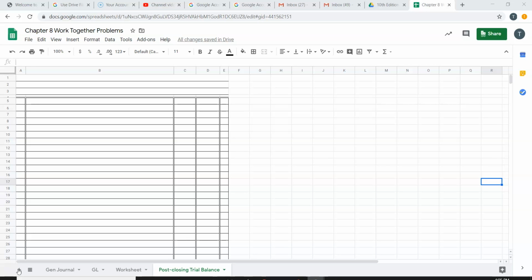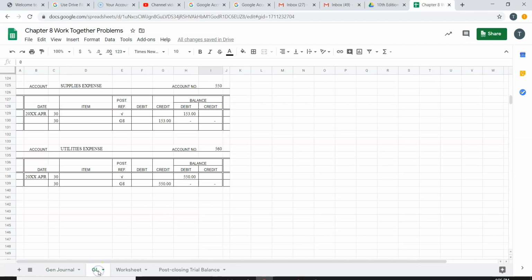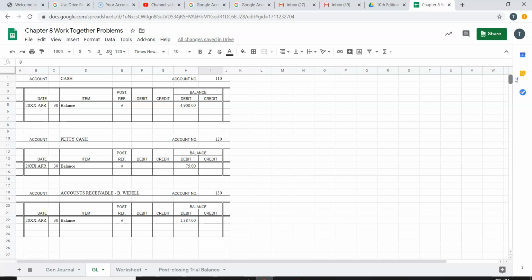So make sure that you have your Google Slides pulled up. It should look like this. So Chapter 8 Work Together problems. You'll have 4 tabs on the bottom. You should have already completed this general journal. If not, you can pause this video and fill this in. Also fill in all the general ledger accounts. So when you look at your general ledger accounts, we're going to use the accounts that have balances.